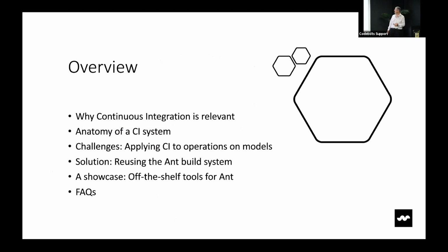Okay. So overview. I'm going to pontificate a little bit on continuous integration and then later on come to what we're actually doing behind it. It's going to be lightweight on that second part, but I've got lots of slides for that. So first I want to talk about what continuous integration is and why it's relevant. I'm giving you the anatomy of a CI system. I'm giving you the challenges of CI with models and how we're reusing things to get around these challenges. And then a showcase of tools.